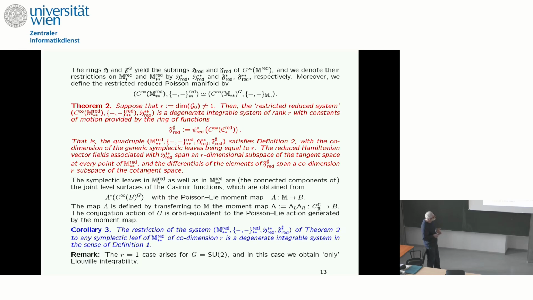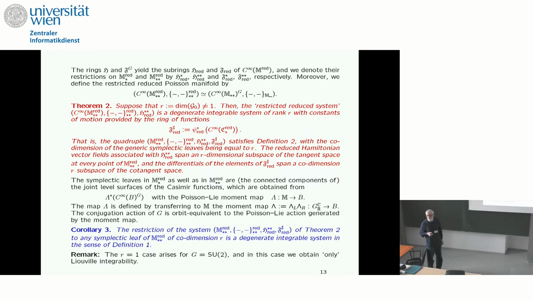where R is the rank of the Lie algebra. So in this way, you prove that the Hamiltonian vector fields, since they never vanish here, are of course tangent to the symplectic leaves. So you prove that the degenerate integrability also holds on every symplectic leaf of maximal dimension in this M double star. Okay, so any symplectic leaf of codimension R is a degenerate integrable system. Fine. The R equal 1 case is just excluded because this is SU2 and the dimension is too small, so you don't have enough functions. So this is just Liouville integrable, not degenerate integrable.